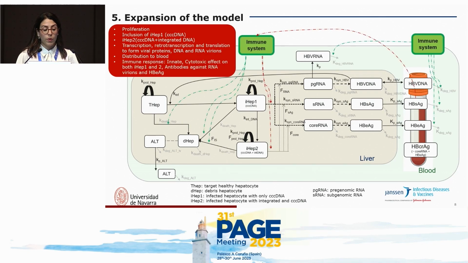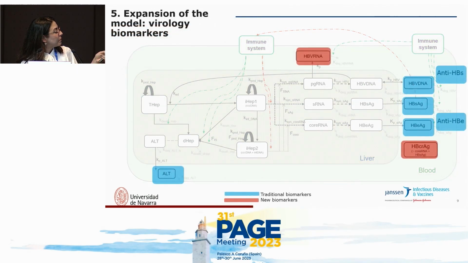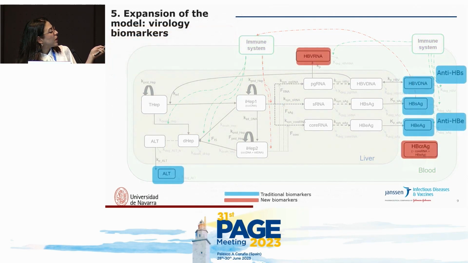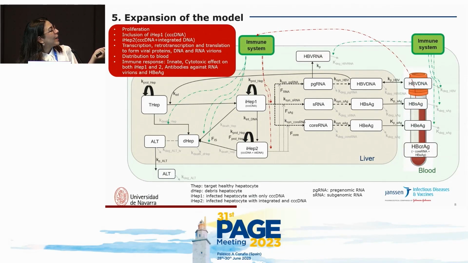We adapted the immune response to account for innate response inhibition of transcription of viral RNAs, cytotoxic effects on both infected hepatocytes type 1 and type 2, and the production of antibodies against RNA variants and E antigens, which were not included in the previous structure.